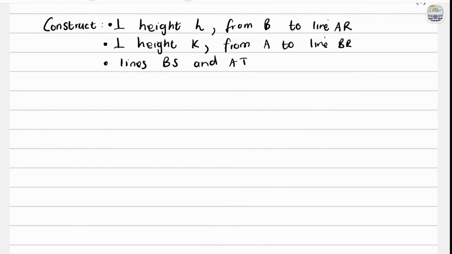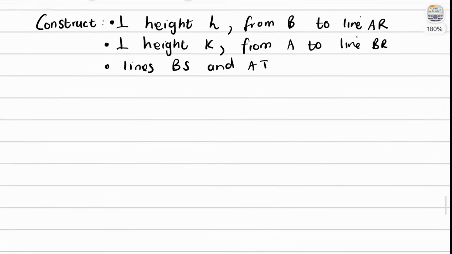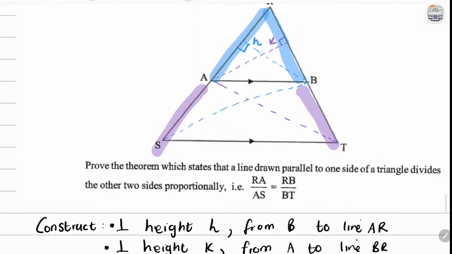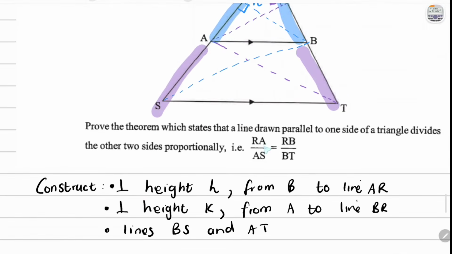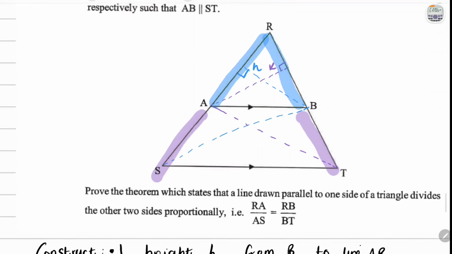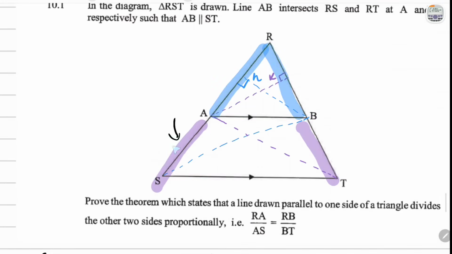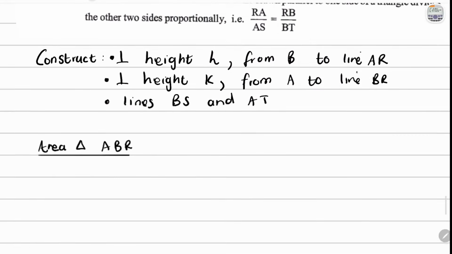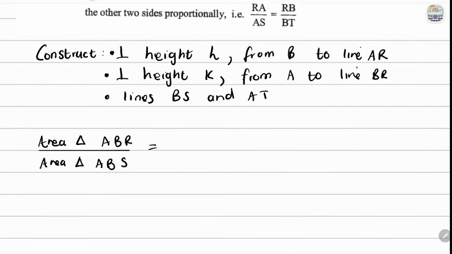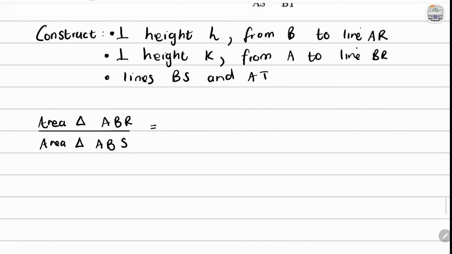Remember, we're focusing on area because of that half base times height. So we're going to say area of triangle ABR. And we're going to put this over the area of the triangle with a base AS so that we can form this over here. Okay, so which triangle has the base AS? It would be this triangle, remember? ABS, that triangle. So over the area of triangle ABS. So say that the area of triangle ABS is equal to, and now we're just going to expand this.